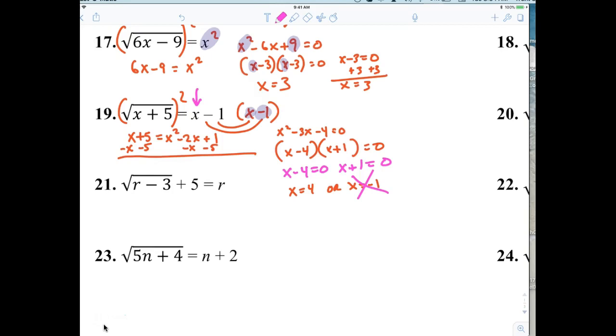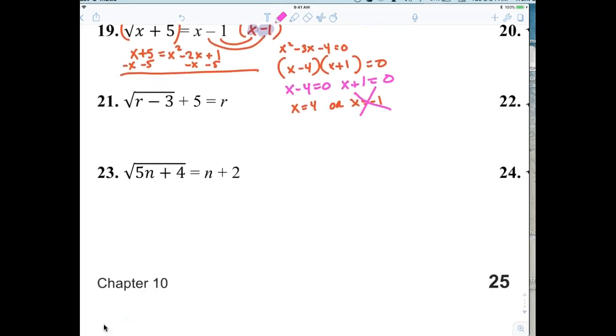All right, so number 21, what do I have to do to both sides? Nope. You have to separate. Separate. Exactly. It's the square root of r minus 3 equals r minus 5. Very good. Now we're going to square both sides. R minus 3 equals r squared minus 10r plus 25.